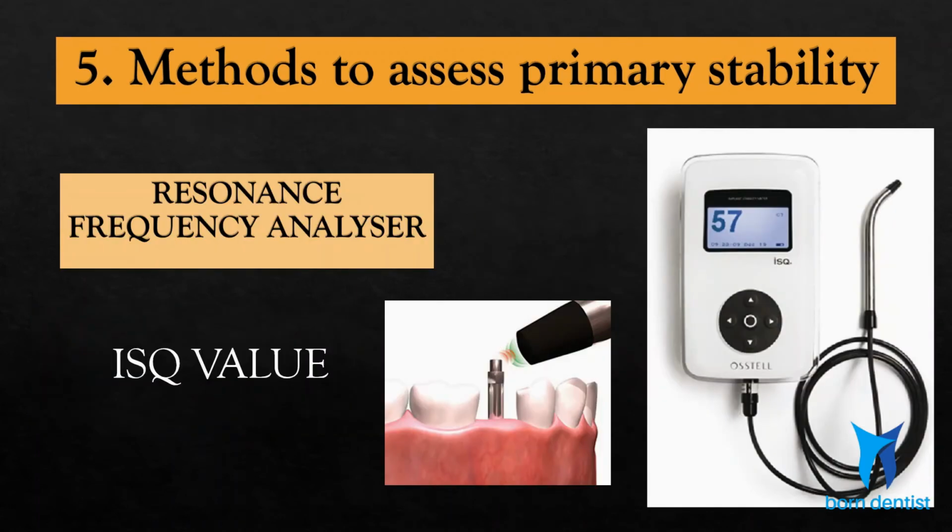But the gold standard is the resonance frequency analyzer. The new magnetic RFA device has a transducer, a metallic rod with a magnet on top, which is screwed onto an implant or abutment. The magnet is excited by a magnetic pulse from a wireless probe. Implant stability is measured by reading an ISQ value. ISQ means implant stability quotient, and this value is given by the apparatus.